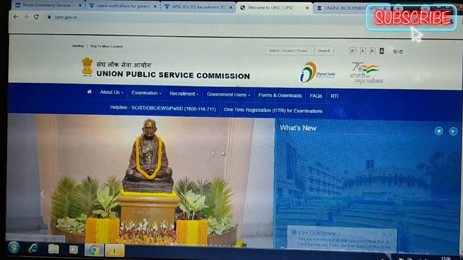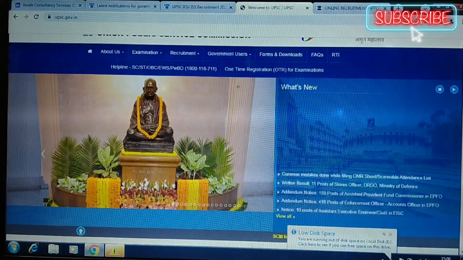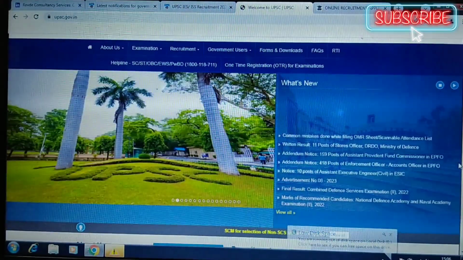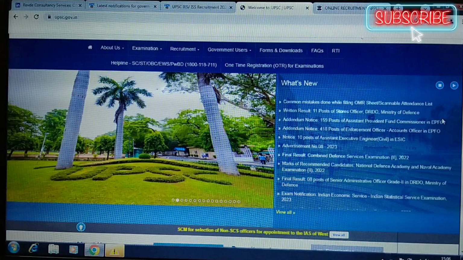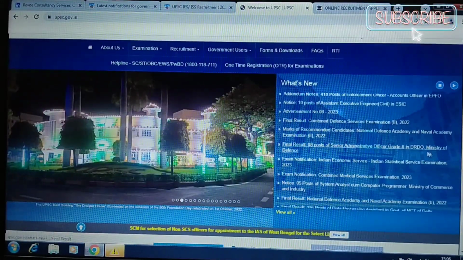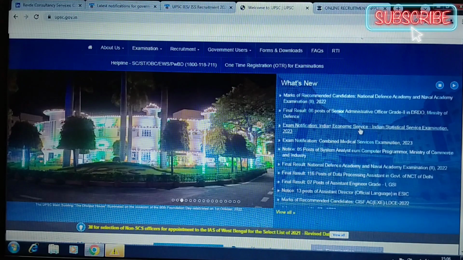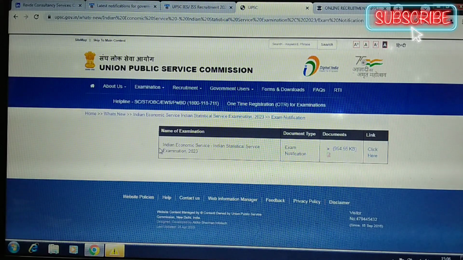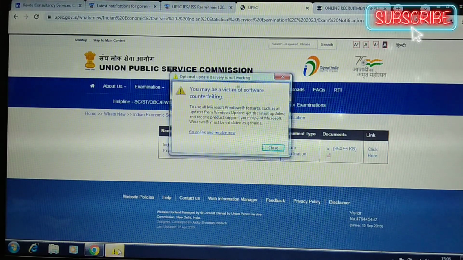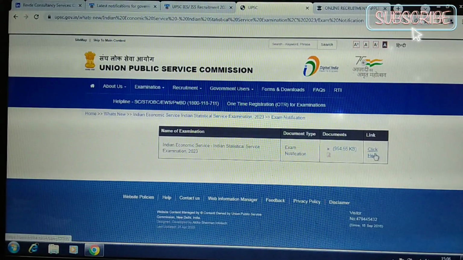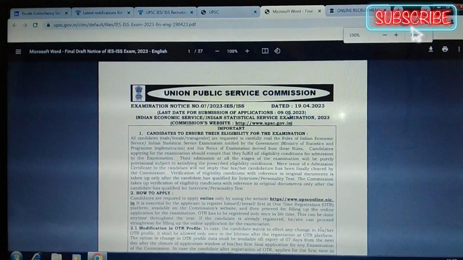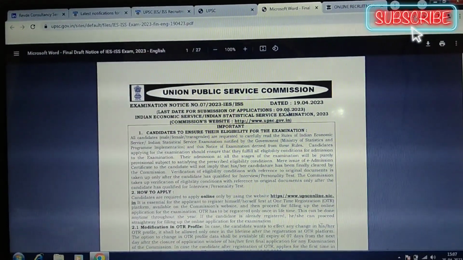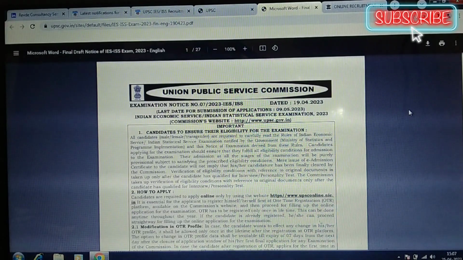If you click on the website, in the What's New section, every active recruitment will come up. There you can see the Indian Statistical Services or Indian Economic Services. Click on that, and then you can see the Indian Economic Service, Indian Statistical Service Examination 2023. You can click the notification here. It will open the complete detailed notification in PDF format.